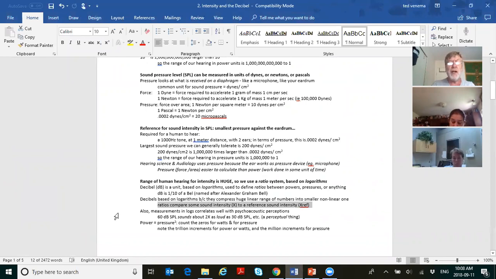It also kind of lines up with your perceptions. 60 sounds about twice as loud as 30. So it kind of works that way too. Okay, and as we pointed out earlier on the bottom here, power equals pressure squared. A trillion equals a million times a million, but that's for nerds only. But that's because you had a trillion increments between 0 and the top in terms of power, that power thermometer, and you had a million increments in terms of the pressure thermometer.